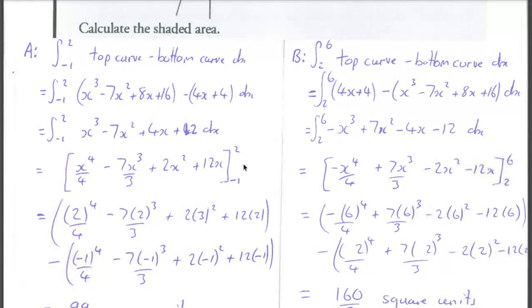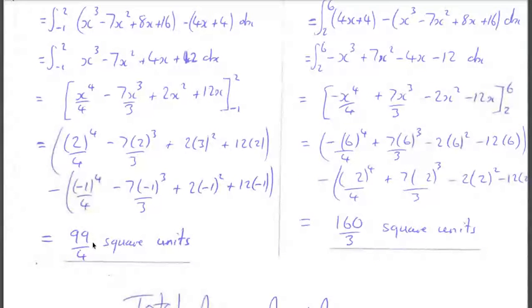Remember the square brackets, guys, your notation needs to be spot on. Substitute in 2, substitute in -1. Evaluate, we will get 99 quarters for area A.